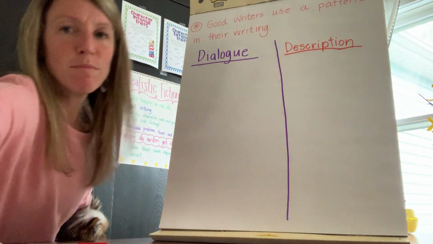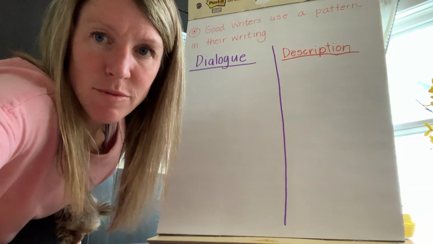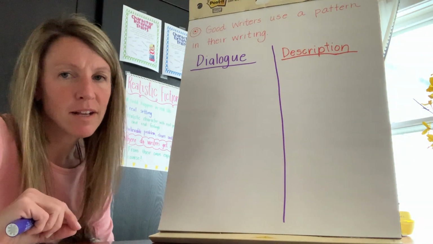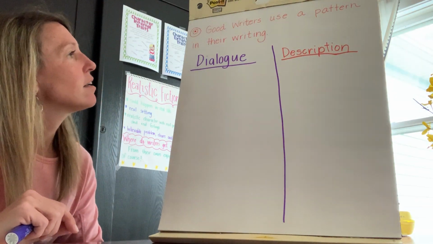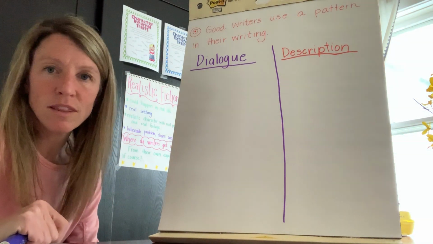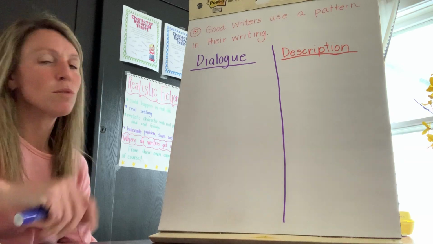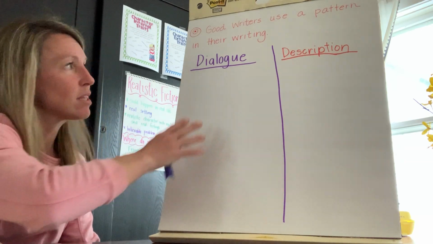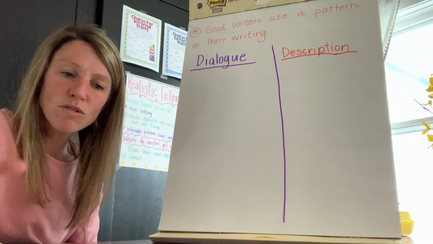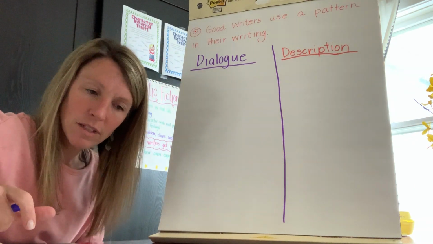Hi boys and girls, we're back with another lesson for our realistic fiction, just trying to make it even a little bit better as we continue on here. So today's learning target is good writers use a pattern in their writing. And so we're going to look at the pattern that good writers use. They use dialogue and they use description. They have to use those two together in a pattern.